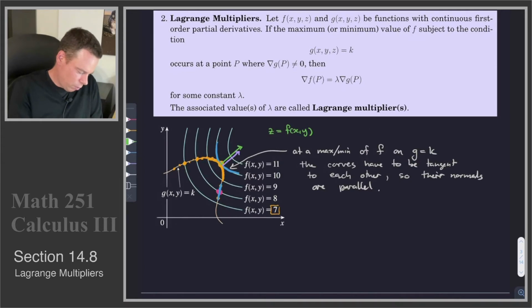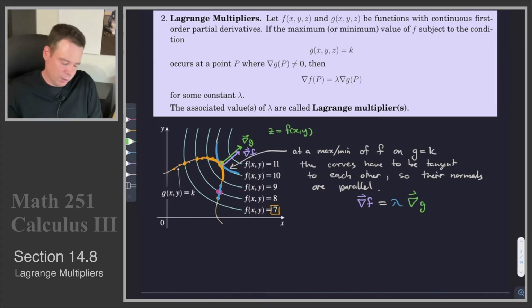But remember, what are their normals? The normal to that curve g equals k is going to be the gradient of g, whereas the normal to the level curve is the gradient of f. And so if their normals are parallel, it means that the gradient of f has to equal some multiple lambda of the gradient of g, where lambda is just whatever the multiple has to be in order for them to be equal, because they're parallel to each other, so one is a multiple of the other.